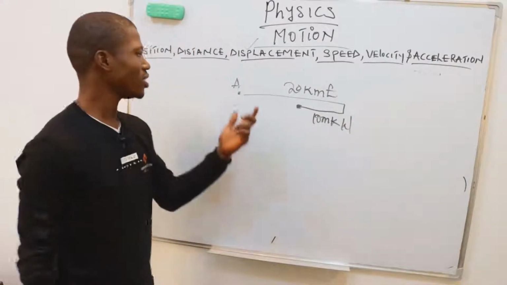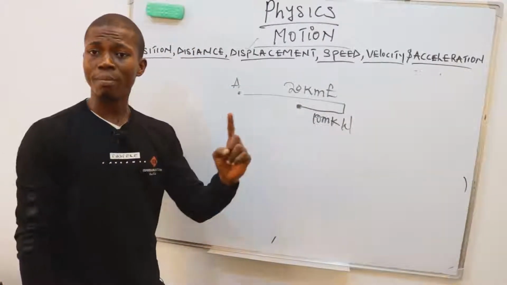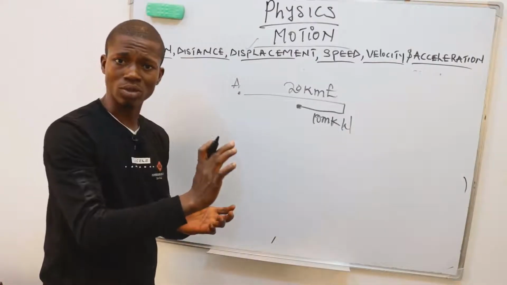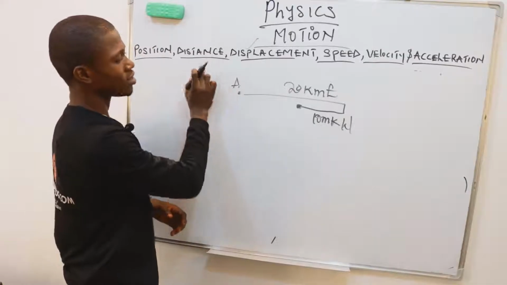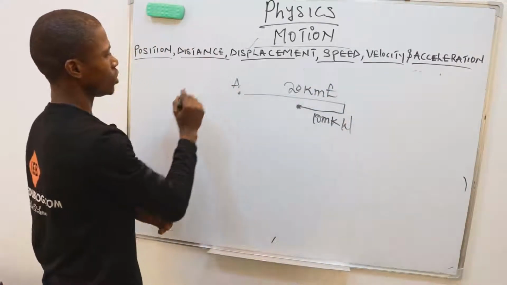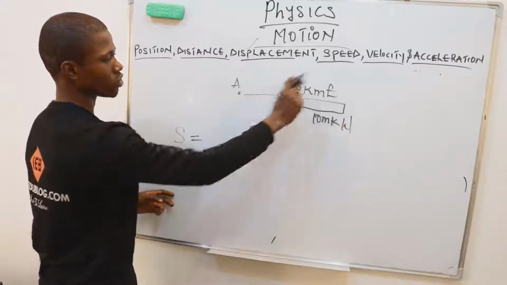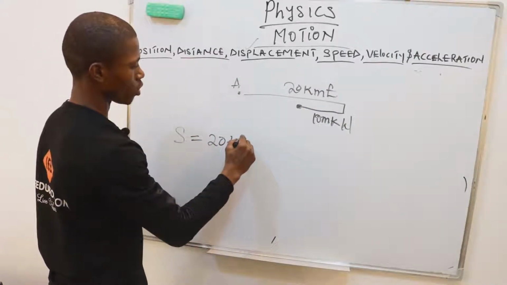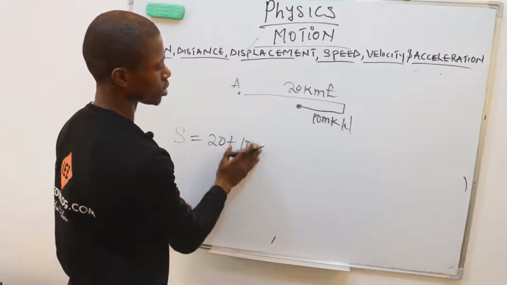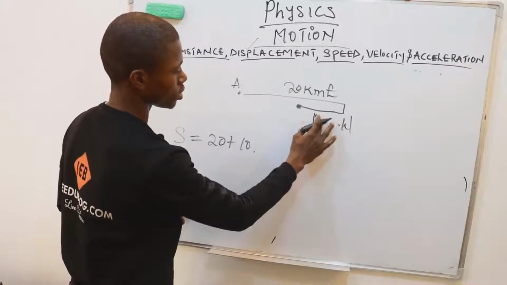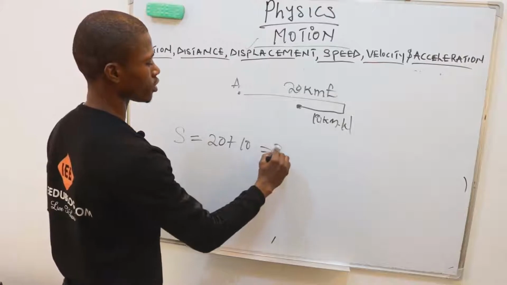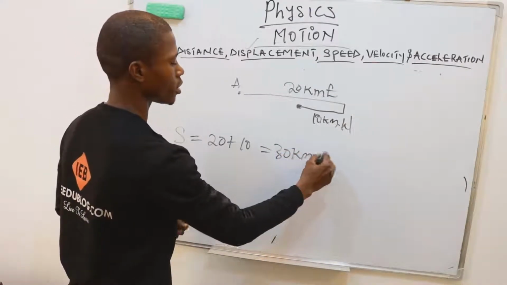Then, if you are asked to find the displacement of this man, remember, if you are asked to find the distance of this man, I just want to digress a little. The distance of this man is just 20 plus 10. The distance, which is S, is equal to 20 kilometers plus 10 kilometers, which will give us 30 kilometers.